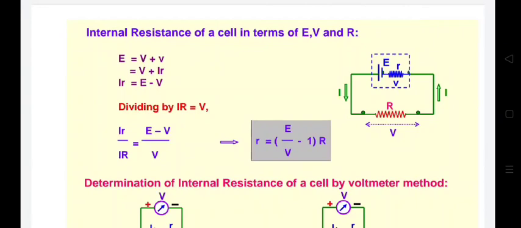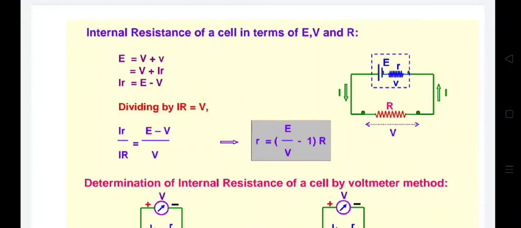So, we have internal resistance of cell in terms of E, V and R. E equal to V plus v, that is terminal voltage plus voltage drop. We substitute the value of voltage drop, small v, that is I r. E equal to V plus I r. I r is equal to E minus V. We divide the equation by I R, that is V. So what do we get? I r upon I R equal to E minus V upon V. We get a relation r is equal to E upon V minus 1 into R.